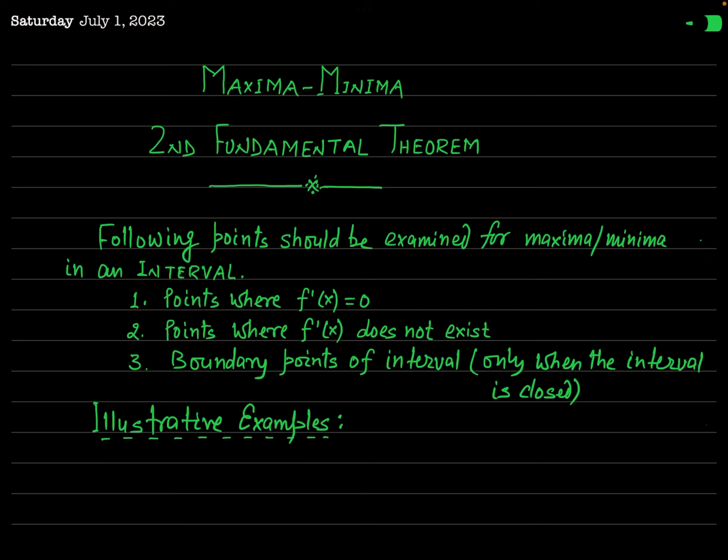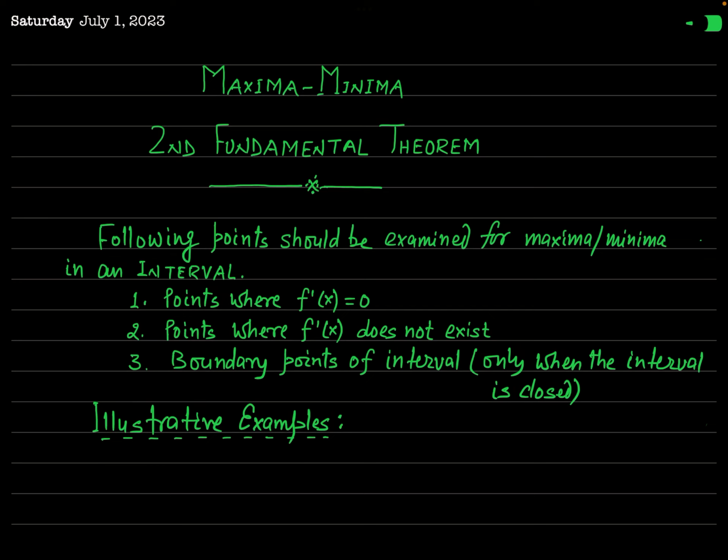Actually, this second fundamental theorem is used to find the maximum and minimum value of a given function when the function has a value in a closed interval. So whenever the interval is defined, and particularly the interval is a closed interval, you have to think about the second fundamental theorem to find the maximum and minimum value of a given function. Actually, what are the important points which we should note while discussing this second fundamental theorem?